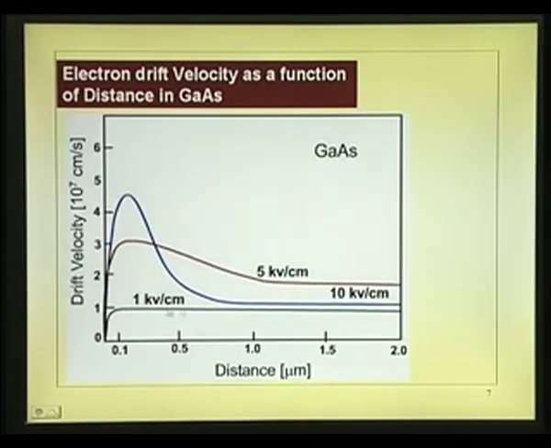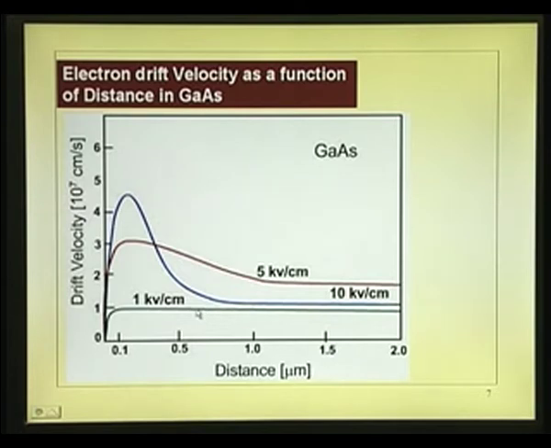Now, let us take this 10 kV per centimeter. You can see that it goes through the peak, the same peak value, but the x axis is distance because you multiply time into the velocity, by about 0.5 microns. It has almost reached. In fact, even right up to about 0.75 microns, the velocity is much more than 10 to the power 7 centimeter per second.